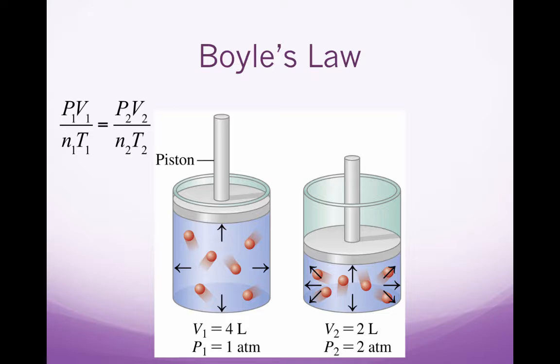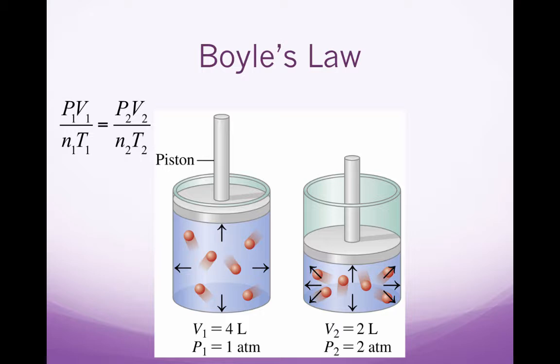So let's look at Boyle's law, which is the relationship between volume and pressure. If you can see here, we have this system with a movable piston. In my first scenario, I have a volume of 4 liters and a pressure of 1 atmosphere. Well, I can move the piston and change the volume. How does that change the pressure? You can see here, if I halve the volume, my pressure doubles, which means pressure and volume are inversely proportional. So if I raise one, I lower the other.